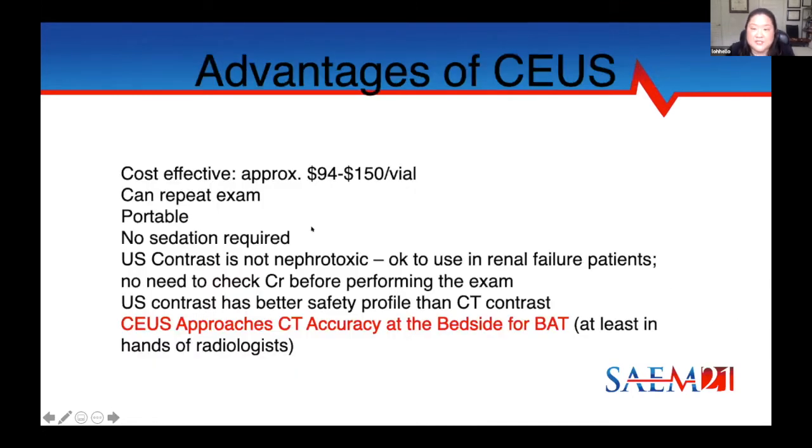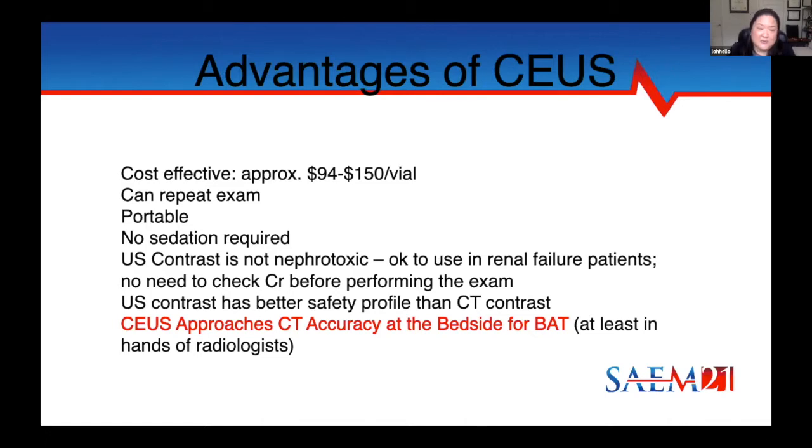So there are many advantages of CEUS. It's cost effective. These vials cost approximately $94 to $150, which is not that much in the grand context of how much trauma care costs. You can repeat the exam, it's portable, no sedation is required. And ultrasound contrast is not nephrotoxic. It's okay to use in renal failure patients. There's no need to check creatinine before performing the exam. Ultrasound contrast has a better safety profile than CT contrast and even Tylenol.